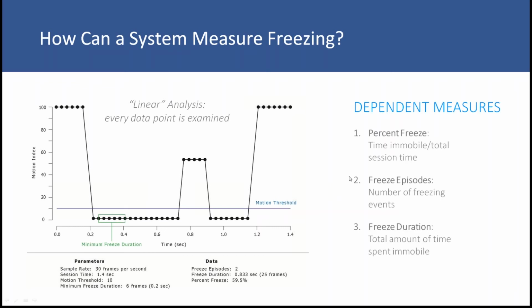So the dependent measures that come out of the system are, you get a percent freeze score. That's the time freezing divided by the total session time. You get a count for the number of freeze episodes, the number of times the animal is freezing, and the freeze duration, the total amount of time the animal spent immobile or freezing.